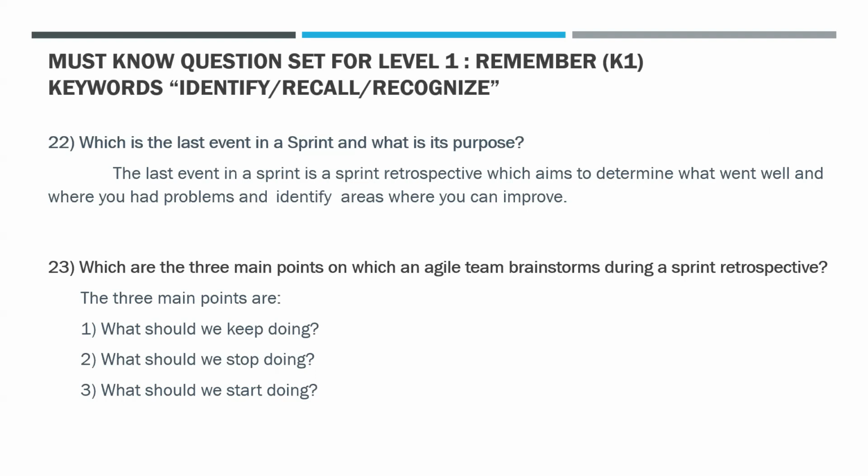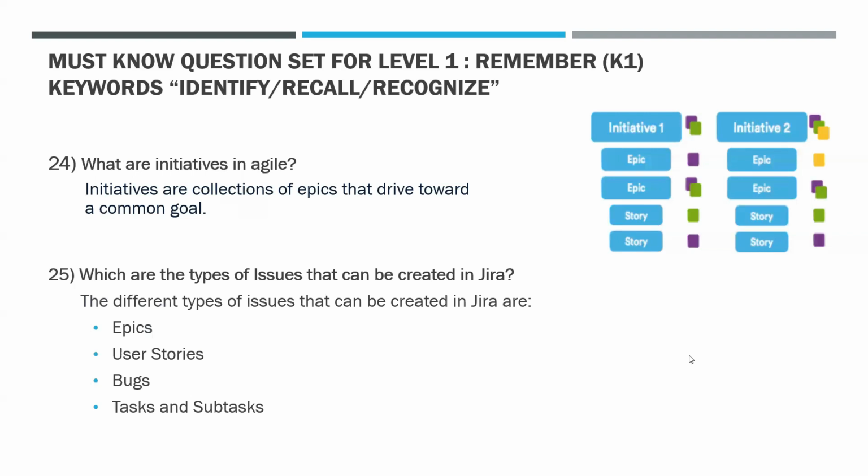The last event in a sprint is a sprint retrospective, which aims to determine what went well and where you had problems and identify areas where you can improve. So, which are the three main points on which an agile team brainstorms during a sprint retrospective? The three main points are what should we keep doing, what we should stop doing, and what should we start doing. The next question is what are initiatives in agile?